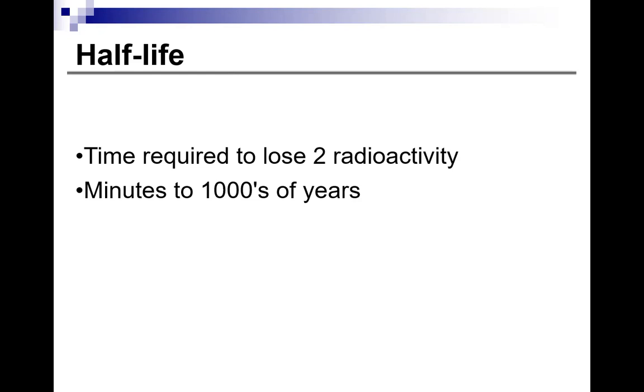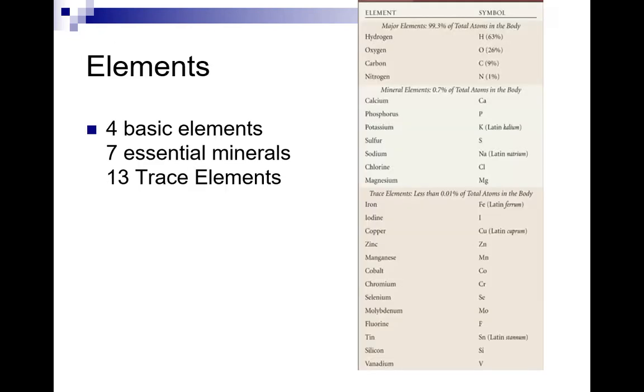So that's how they can age things with carbon-14. All right, so here, this kind of shows you the different elements that are in the human body. So we can remember our four main elements, that's hydrogen, oxygen, carbon, and nitrogen, making up 96.2% of our bodies.